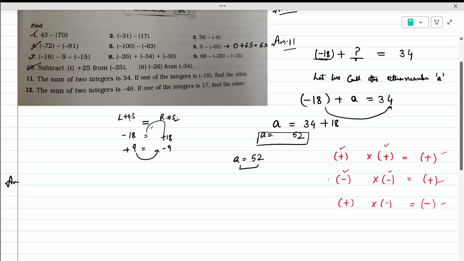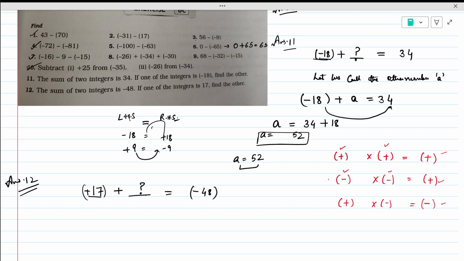Here kids, I am forming the expression for you, but you have to solve it. Okay, it says the sum of two integer is minus 48. This is the sum of two integers. If one of the integer is 17, that is plus 17. If no sign is given, then that number is positive always. Okay. If it is 17, then we have to find this number.